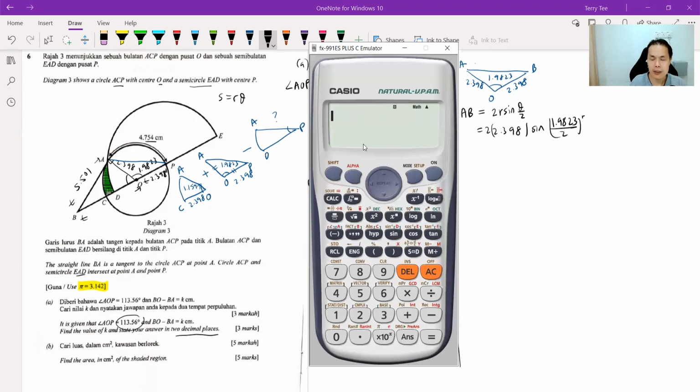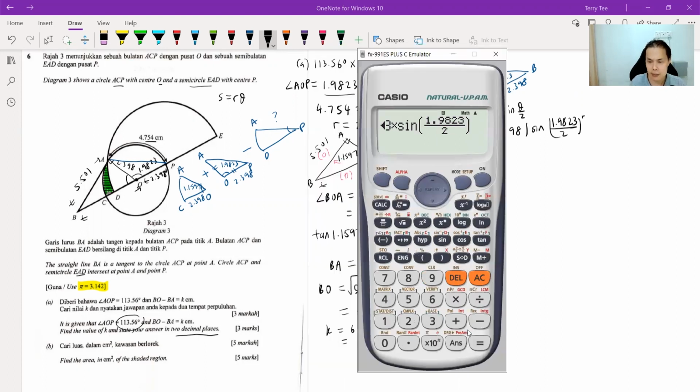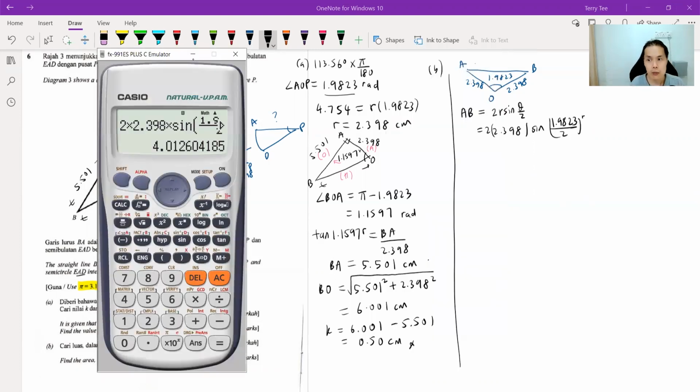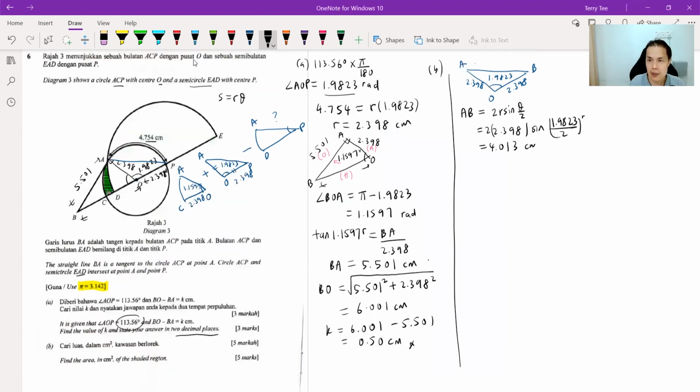Remember the calculator is still in radian mode. 2.398 multiplied by sine of 1.9823 over 2, in radian. You can use degree as well, but then you have to use the original value, 113.56. I'm just going to use radian directly, and I get 4.013. Sometimes your answer might be a little bit different because when we convert to radian we use 3.142, which is already rounded off, so it may not be super accurate. So this is 4.013. This is important so that I can find the area of this sector.